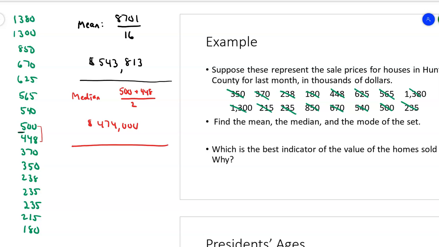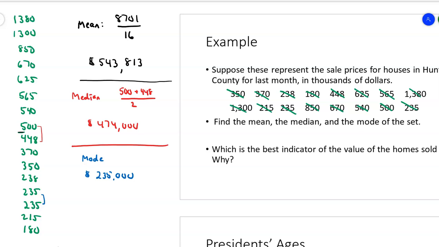Okay. The mode is the one that occurs most often. So let's look to see, now that we have it listed from highest to lowest, if there's any repeats. The first half does not have any repeats, from 1380 all the way down to 500. I got to go all the way down to the bottom here to find two housing prices that repeat. So $235,000 is the mode of the housing prices.